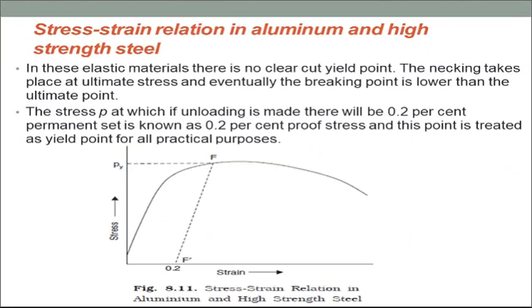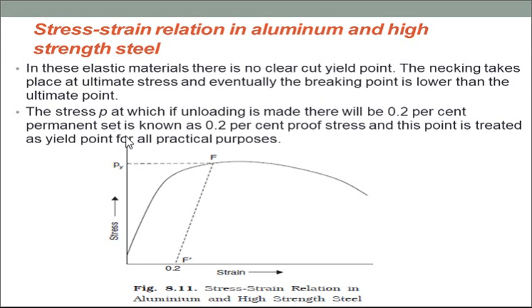After that, this is the figure of the stress strain relation in aluminum and high strength steel. In these metals there is no clear cut yield point. Necking takes place at the ultimate stress, and eventually the breaking point is lower than the ultimate point. So you can see there is no clear cut yield point, and the breaking is lower than the ultimate point.